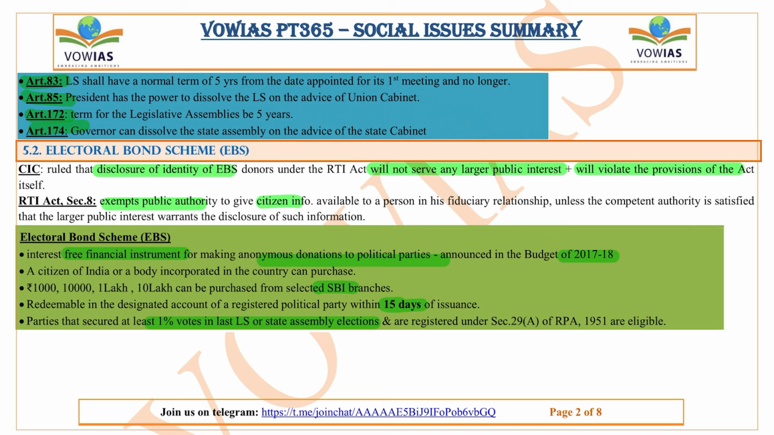Okay, so this electoral bond scheme is an interest-free financial instrument for making anonymous donations to political parties, which was announced in the 2017-18 budget, and a citizen of India or a body incorporated in the country can purchase it. Bonds of rupees 1,000, 10,000, 1 lakh and 10 lakh can be purchased from selected SBI branches, and this scheme will not be open right through the year. Only at certain times will it be opened. Only during that time can donations be given and bonds purchased. And the parties that secured at least 1% of votes in the last Lok Sabha or state assembly elections are eligible to get these electoral bonds under Section 29A of the RPA Act of 1951.